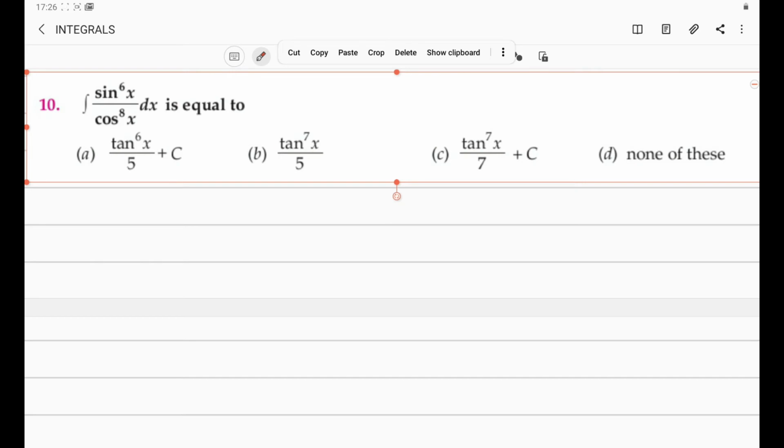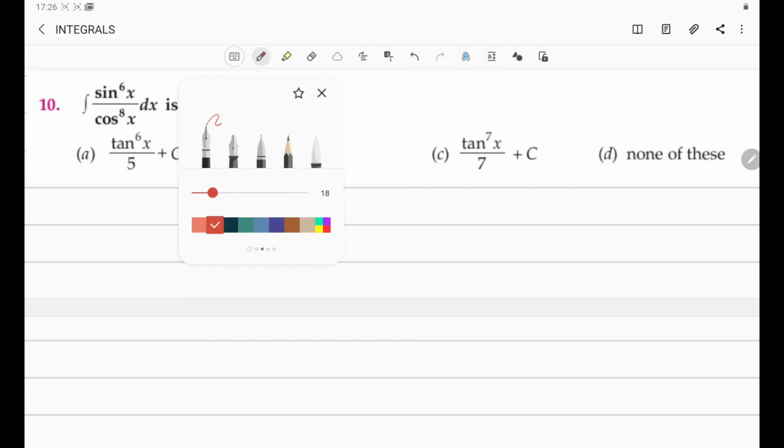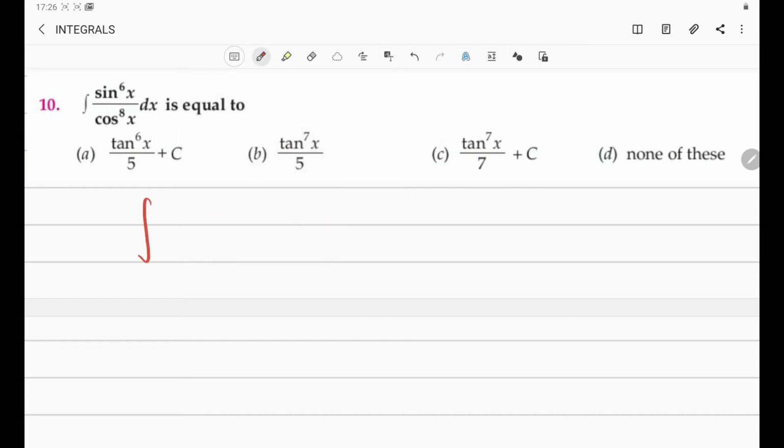Number 10. Integral sin to the power of 6x by cos to the power of 8x dx. So, we can write this as integral of sin power 6x divided by cos power 8 written as cos to the power of 6x into cos squared x dx. So, sin power 6 by cos power 6 becomes tan to the power of 6x, and 1 by cos square x becomes secant square x dx.